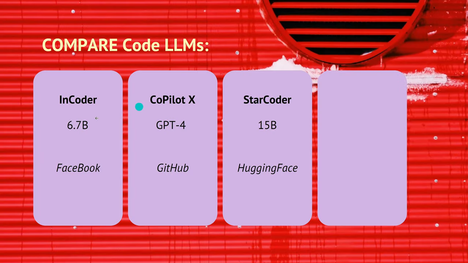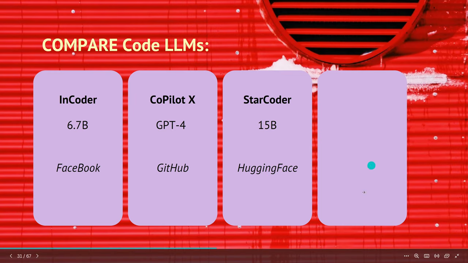So here we go now. Here we have InCoder, which I just showed you, by Facebook. Copilot X, that's based on GPT-4 from GitHub, brand new, will be, I think, a monster application. Then StarCoder, now from 6 to 15.5 or 16 billion parameters, from Hugging Face. And then I would like to show you an absolute outlier.